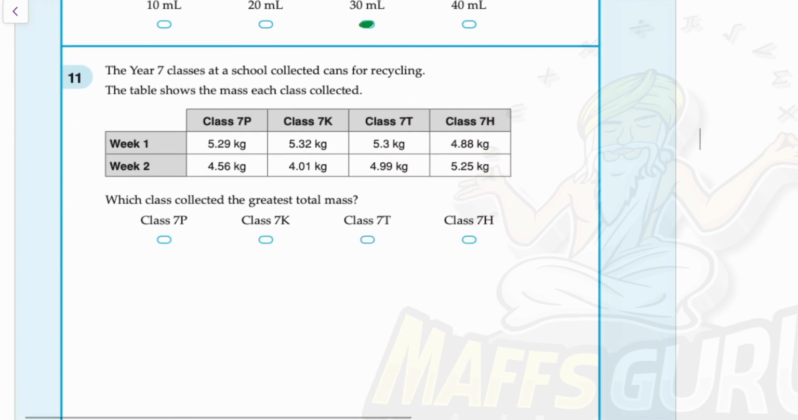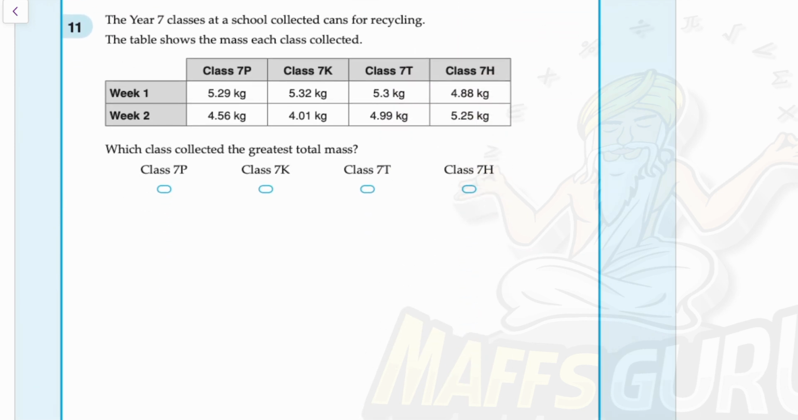The Year 7 class at a school collected cans for recycling. The table shows the mass each class collected. Which class collected the greatest total mass? Oh, okay, so we've got to add these together. So what we've got, 5.29 plus 4.56. Notice how it's getting a bit more complicated. That's going to be 15, 5, 6, 7, 8. So that's going to be 9.85.